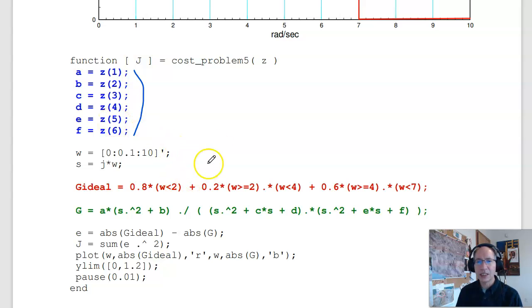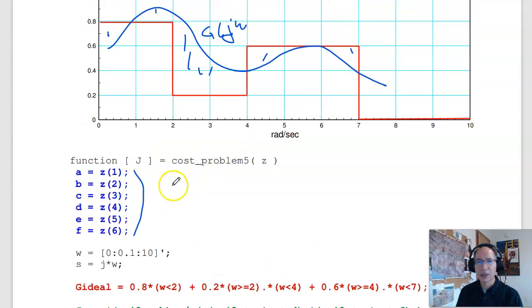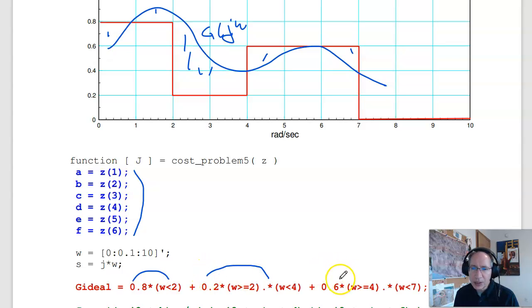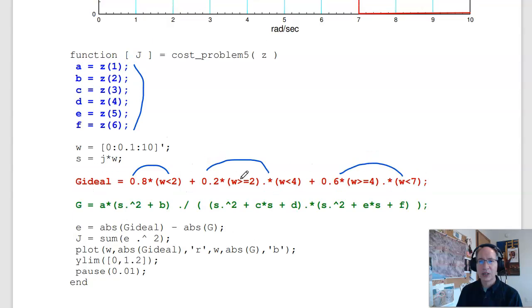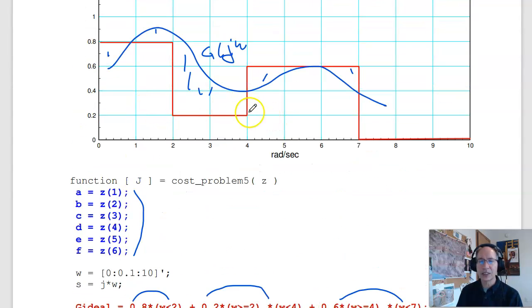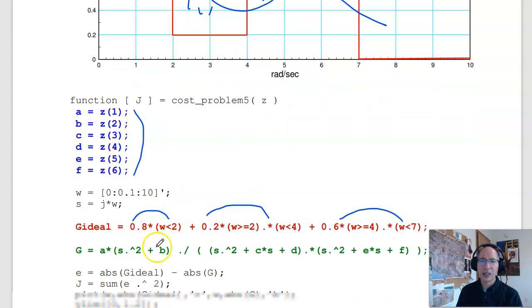I need to calculate the ideal gain, that's the red curve. For less than 2 radians per second, the gain is 0.8. Between 2 and 4 radians per second, the gain is 0.2. Between 4 and 7 radians per second, the gain is 0.6. So that gives the red curve. And then interpreting A, B, C, D, E, F, this is what they mean. A times s squared plus B over the rest of it. That'll be your M file. That'll let you try to optimize A, B, C, D, E, F to minimize the sum squared error, trying to come up with a filter that's as close as you can get to the red line, given the constraints that the filter's of this form.